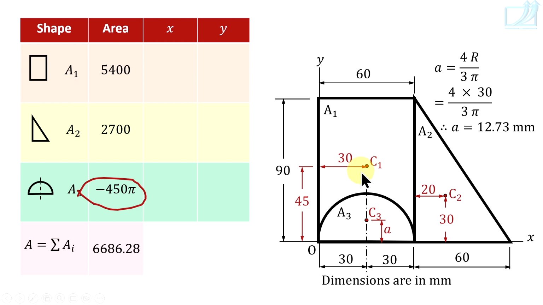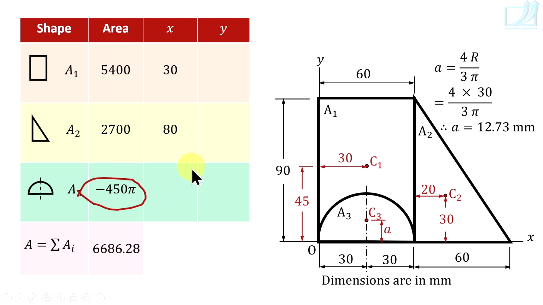And now the XY coordinates. Remember, the horizontal distance from the Y axis is the X coordinate. So the horizontal distance of C1 from the y-axis is 30. The X coordinate is the horizontal distance from the y-axis, so be careful. What is the x coordinate of C2? It's the horizontal distance of C2 from the y-axis. So focus on all horizontal dimensions. So it is 60 plus 20, that is 80 millimeters.